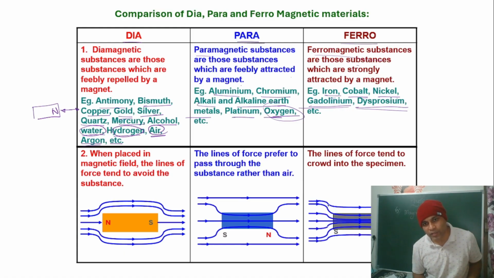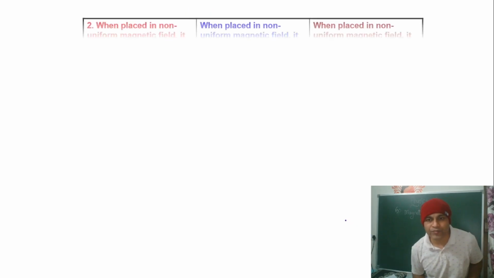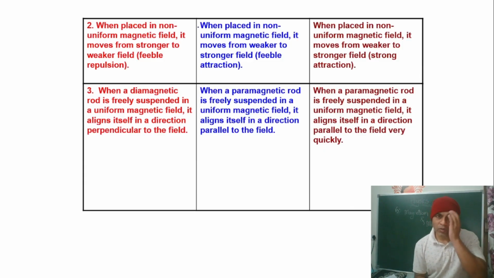Even some materials, which are here in the para, some are going straight. Here it is somewhat bent towards the material, somewhat bent. So as much as possible, it will attract. That is the ferro. So when placed in a non-uniform magnetic field, it moves from weaker to stronger field.